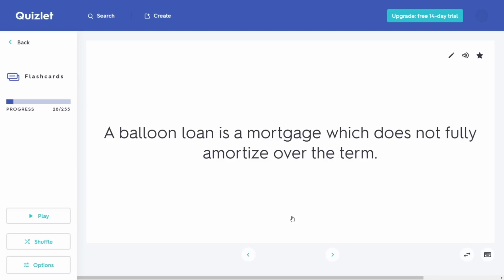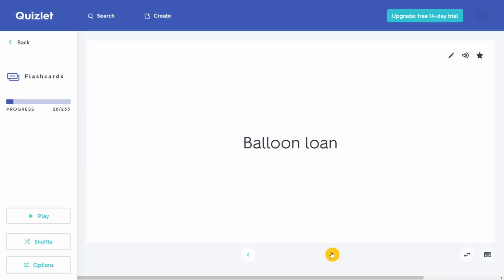The key takeaway, the key thing you need to know, is it does not fully amortize over the term. It's different, it's spread out. So simple as that. All right, beneficiary. All right, think that one over. Gonna give you guys a couple seconds for that.